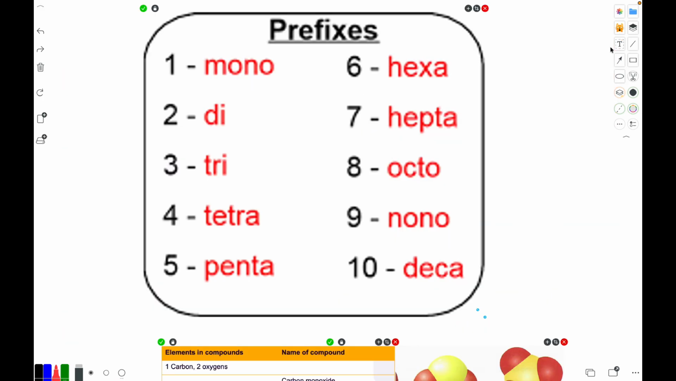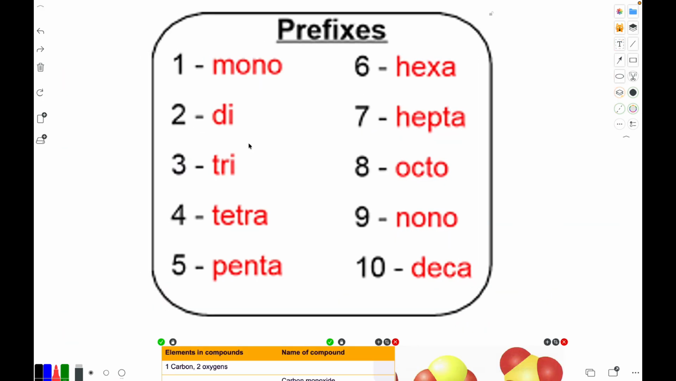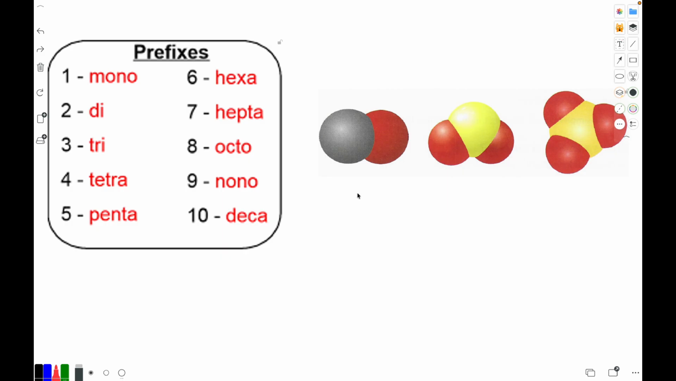How to name compounds of nonmetals? For compounds of nonmetals, we will add these prefixes: 1. mono, di, tri, tetra, penta, hexa, hepta, octa, nona, deca. Here we have some compounds. Here, 1 carbon and 1 oxygen. How to name them? Okay, rules for naming nonmetal compounds. According to the number of atoms, we will name them by using those prefixes. For example, here 1 carbon and 1 oxygen. We will name it carbon monoxide.